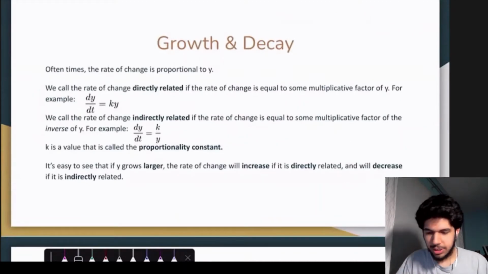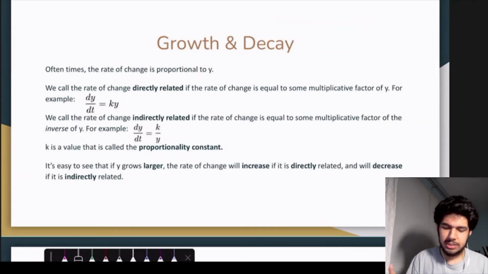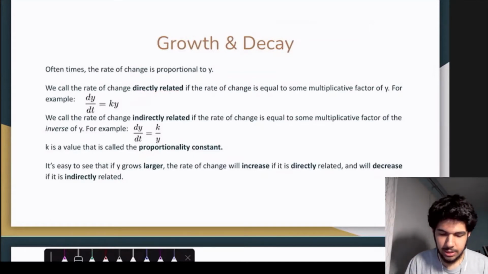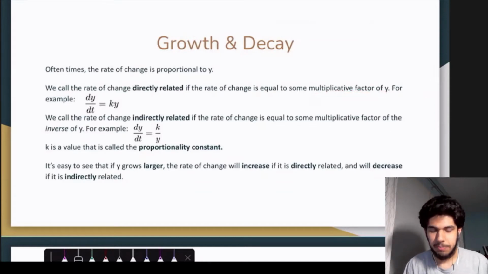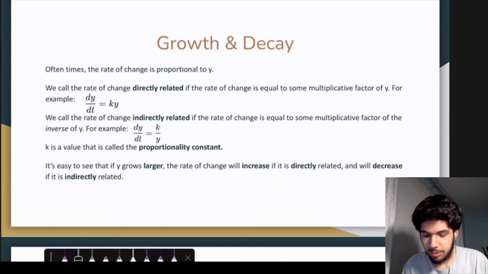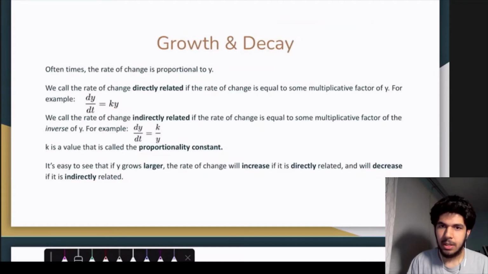Oftentimes, the rate of change is proportional to our variable. So in this case, we'll talk about y, and we say that how quickly something changes is related to how much we have of it. That's one understanding of it. We use the vocabulary word directly related if the rate of change is equal to some multiplicative factor of y. So perhaps we have the differential equation of this form, where k is some constant and dy/dt is directly related to y because we have it equaling k times y.